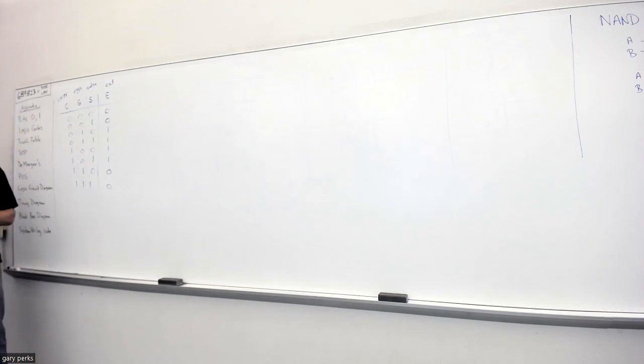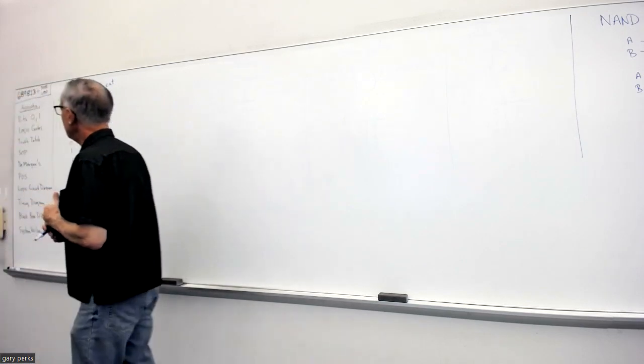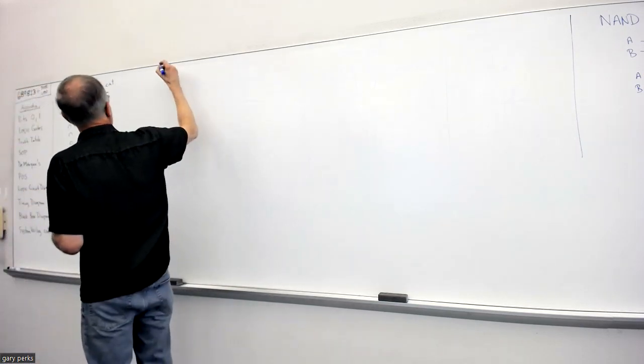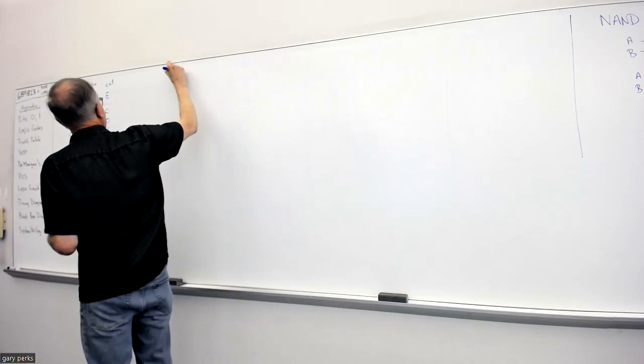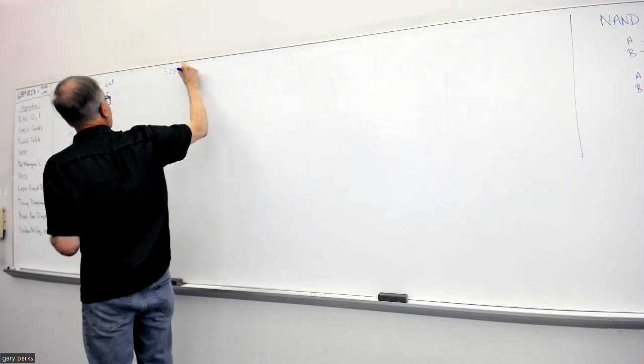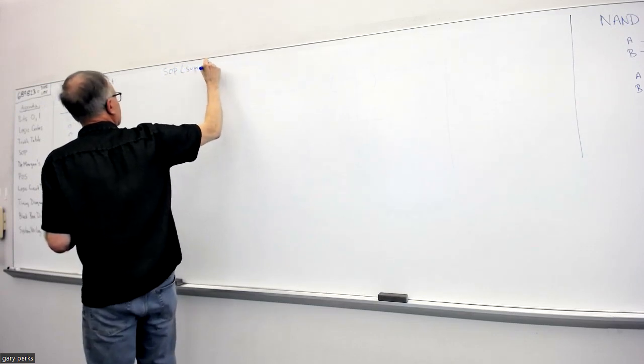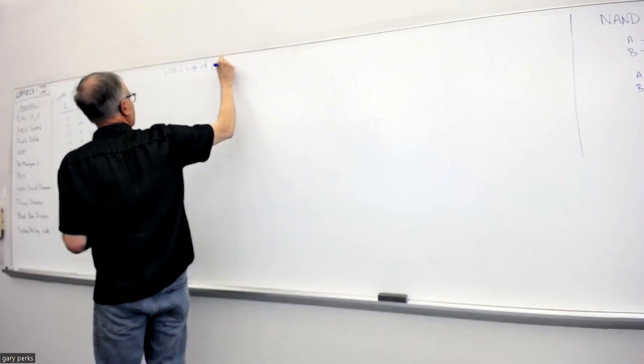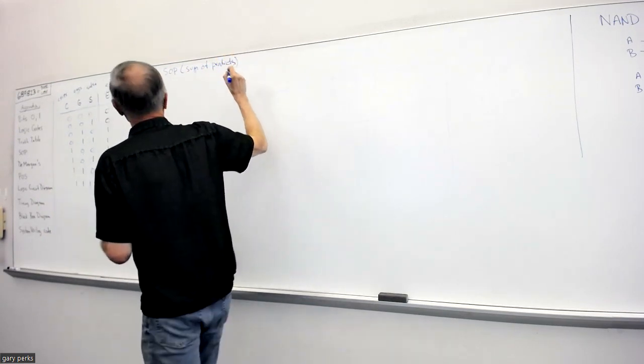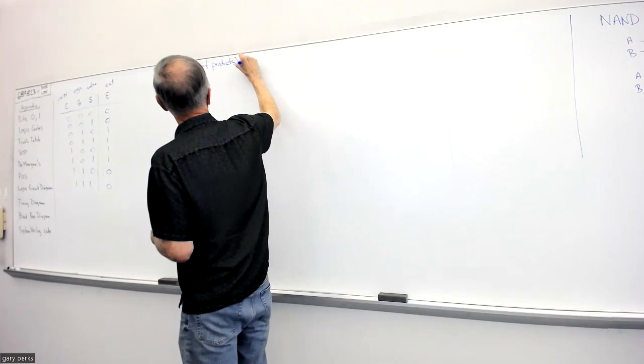All right, the next thing we're going to do is write an SOP, which stands for sum of products. That's SOP, sum of products, Boolean equation.